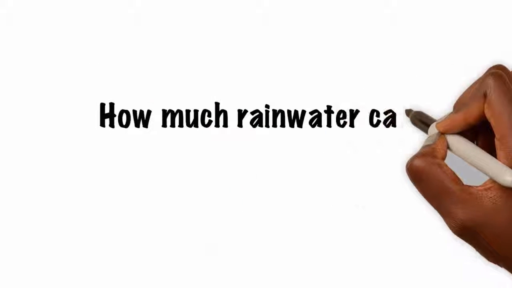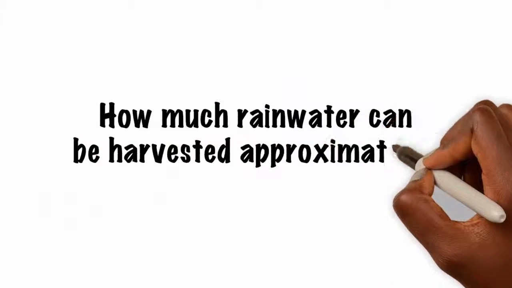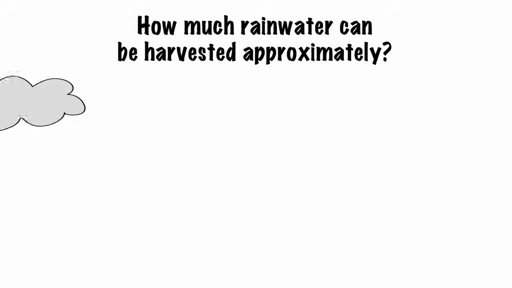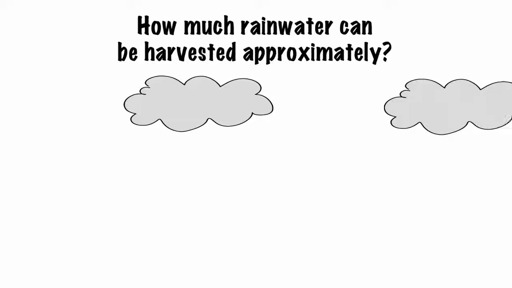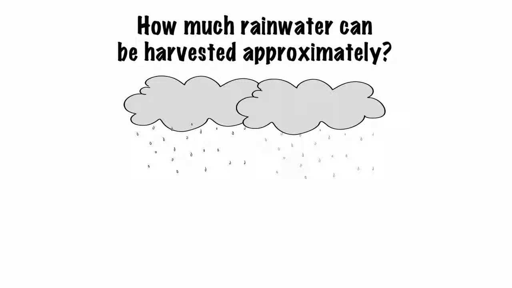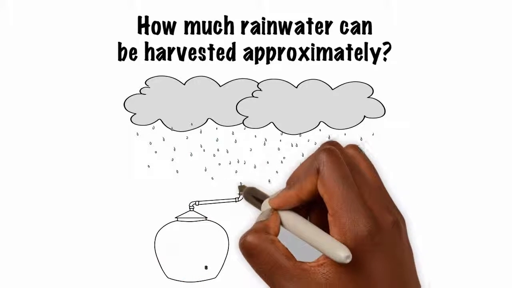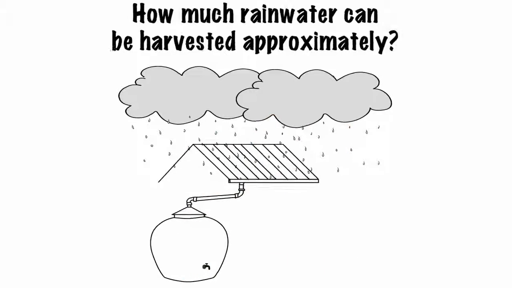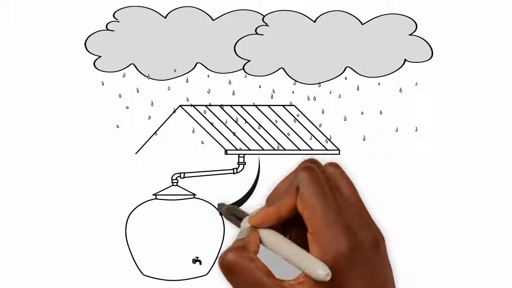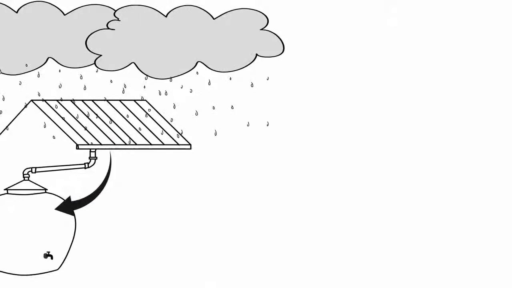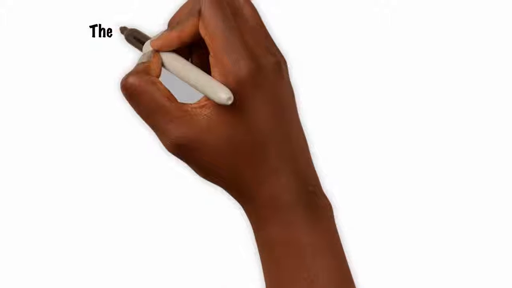How much rainwater can be harvested approximately? Before installing any rainwater harvesting system, it is always important to calculate the amount of rainwater that can be harvested from either roof or impervious ground surface. This is useful in order to determine the size of storage depending on the intended use of the harvested water.